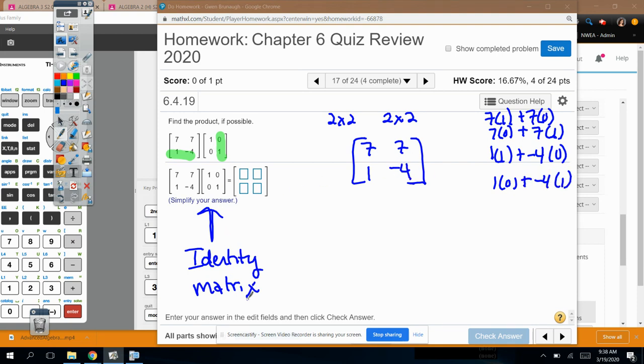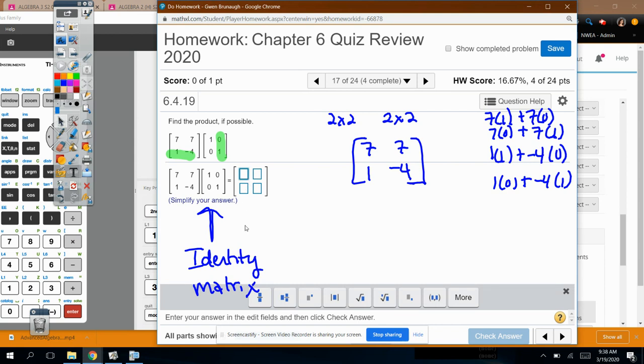If you have a square identity matrix with ones down what we call the main diagonal, when you multiply, you just get the matrix you started with.